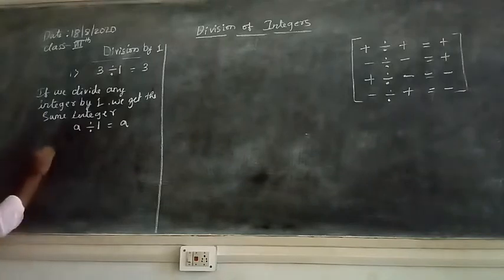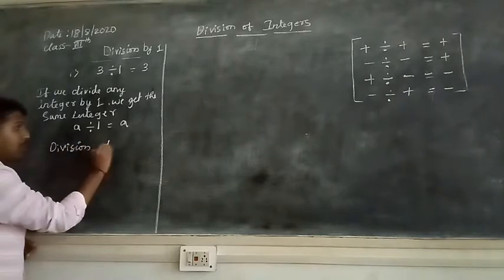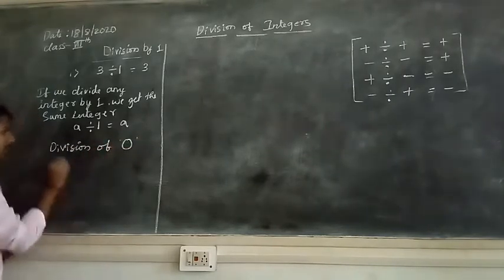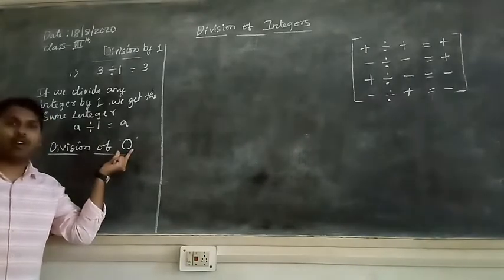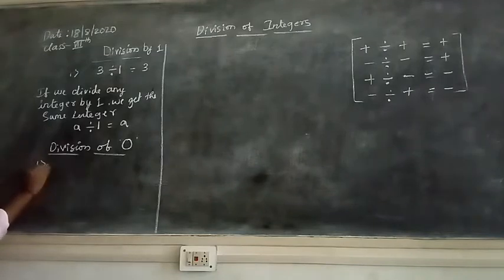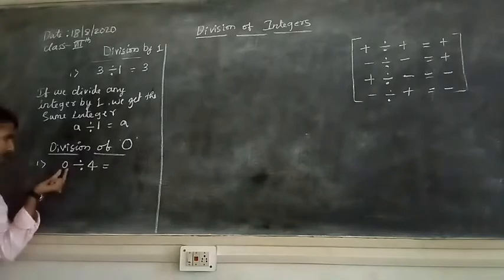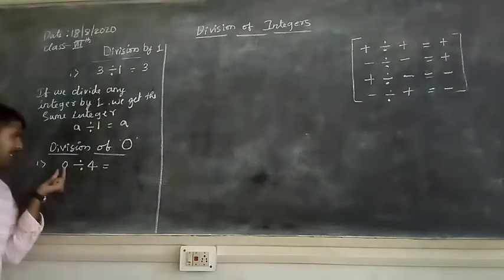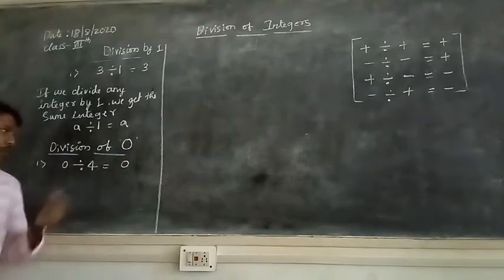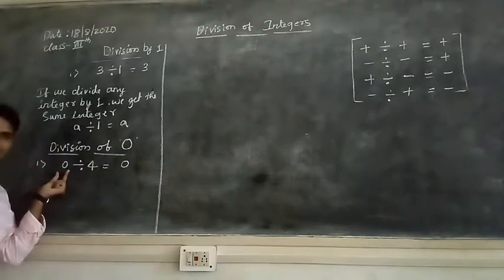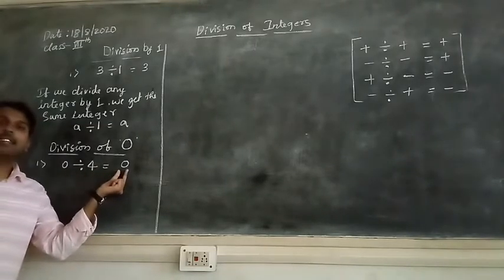And next one is division of 0. Division of 0, this is not division by 0. This is division of 0. So take this example, 0 divided by 4. So what is the answer? If we divide 0 by any integer, we get 0 only. Final answer is 0 only. So how to write this? If we divide 0 by any integer, we get 0 only.